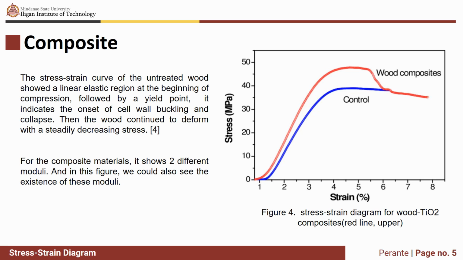Most composite materials show two different moduli. And in this figure, we could also see the existence of these moduli at 5.5% strain and 6.2% strain. Most stress strain diagrams for composite materials show this behavior. This indicates that there are multiple instances of failure where the load is reduced abruptly without a full break in the sample.